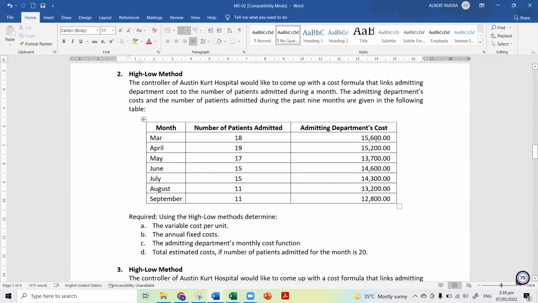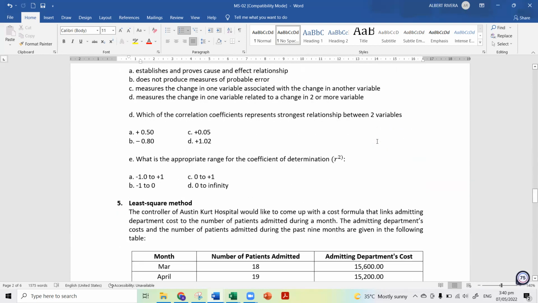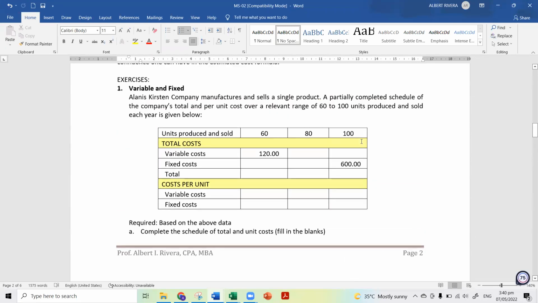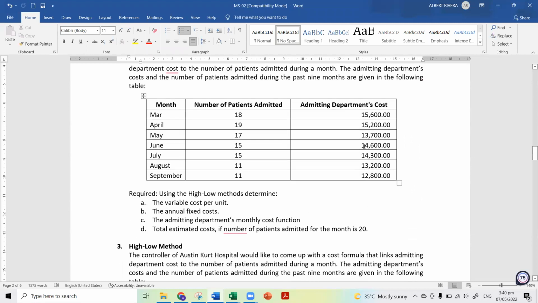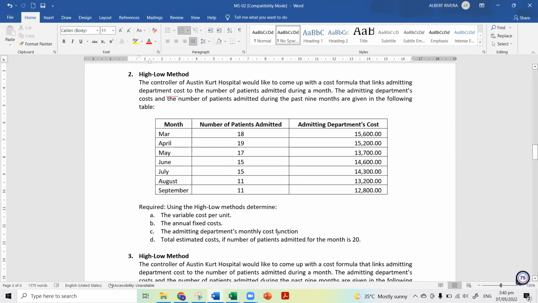Dito tayo. So, this problem, saan ba yun? Dito muna tayo. Problem 2 and problem 3. Ang tanong niya dito, class, magkano ang variable cost, magkano ang annual fixed cost, at magkano ang admitting department's monthly cost function, and what is the total estimated cost at 20 patients? Hospital pala ito.